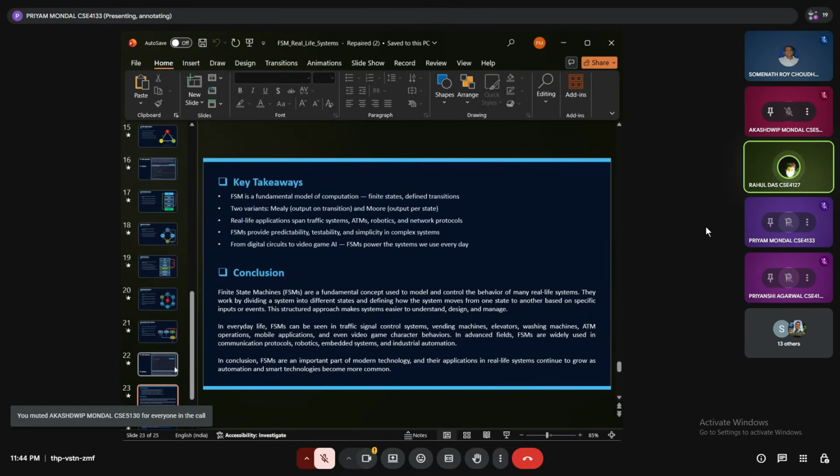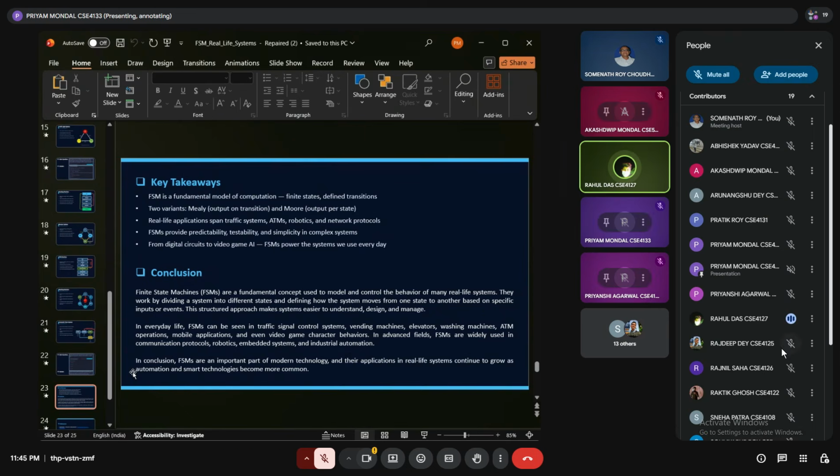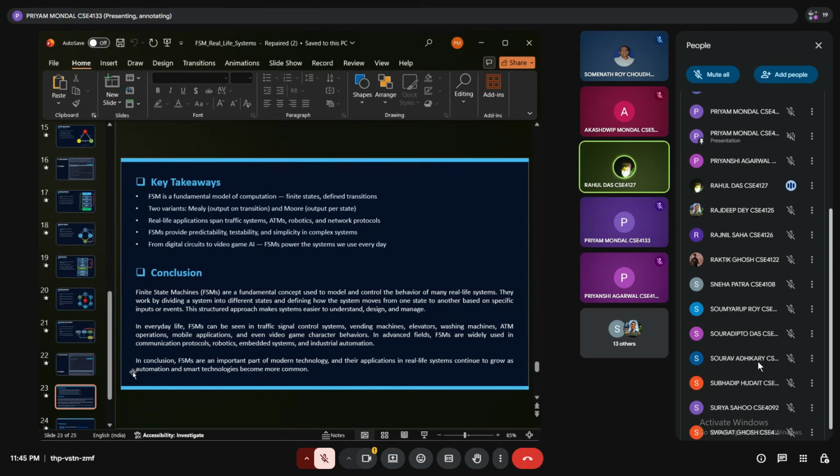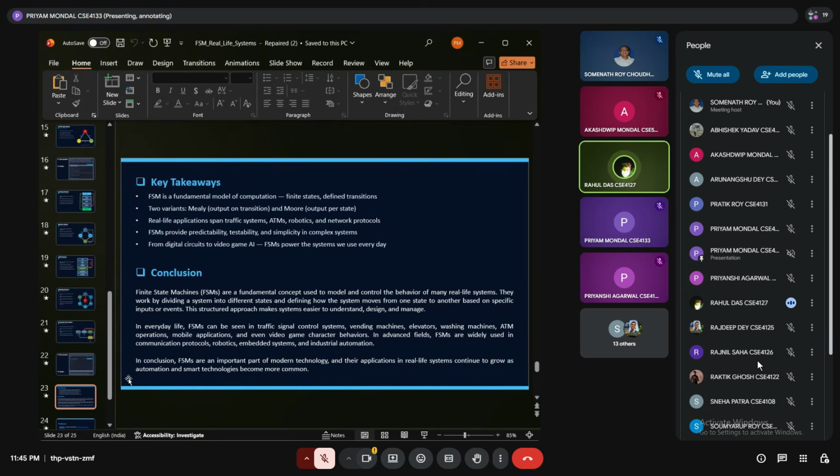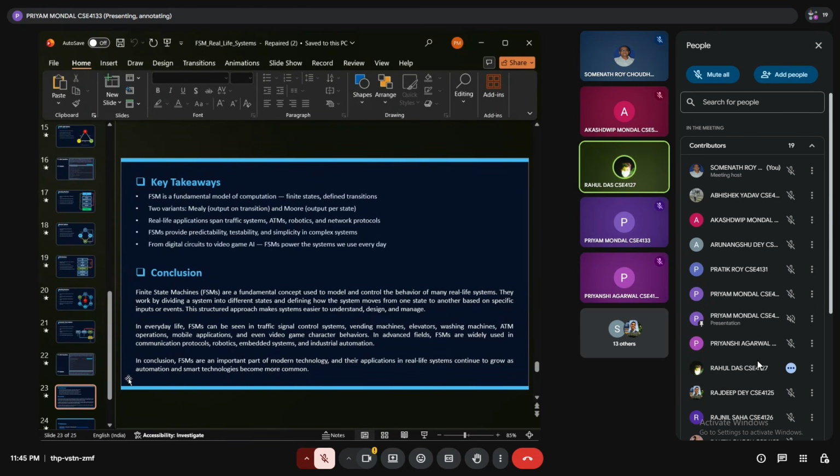Now, in conclusion, FSMs are not just theory, they run systems we use every day, like ATM machines, washing machines, automatic door sensors, and traffic lights. They keep things predictable and easy to manage. That's the real value of a finite state machine.